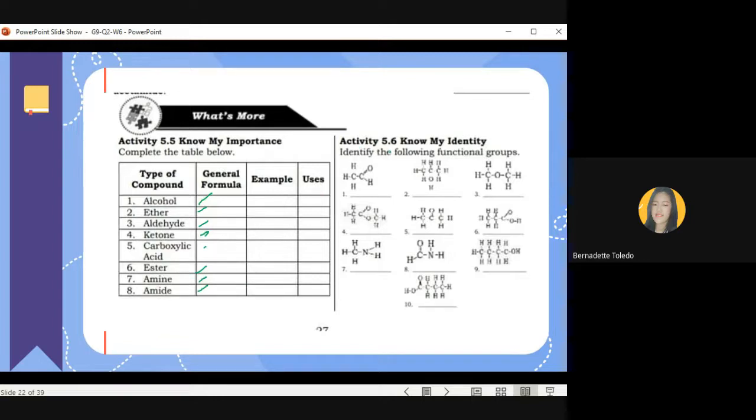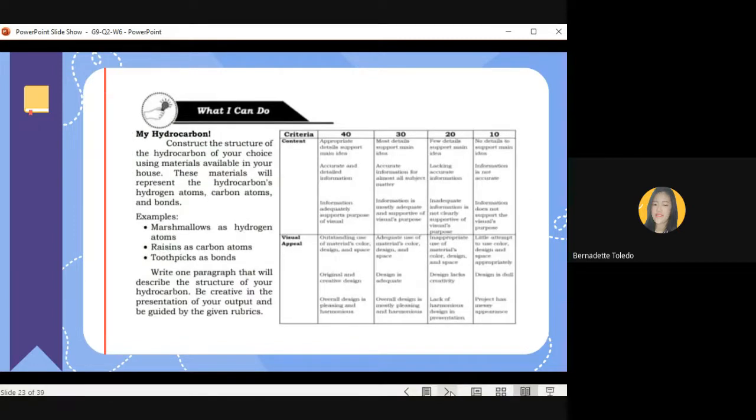Then, activity 5.6, know my identity. Based on the structures, identify anong functional group yung bawat structure. So, for this structure, anong compound yan or anong functional group yan? And then, for the last activity, what can I do. You would need to create or construct your hydrocarbon structure. You can choose freely what kind of hydrocarbon structure you want to create. Based on the following criteria, make your own structure of hydrocarbons.